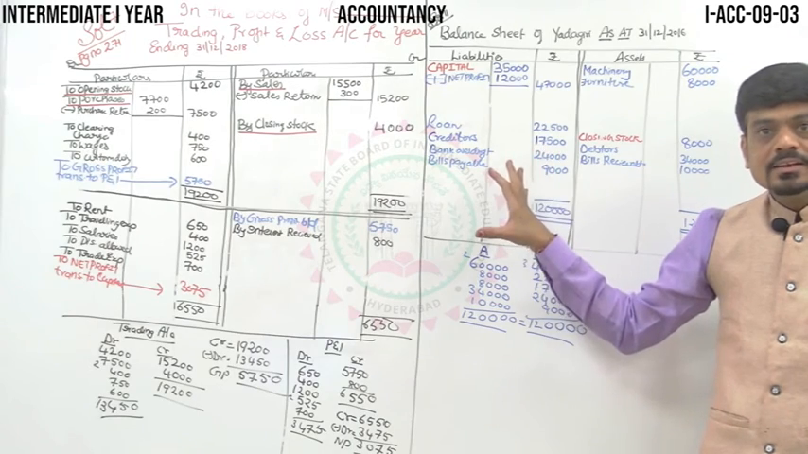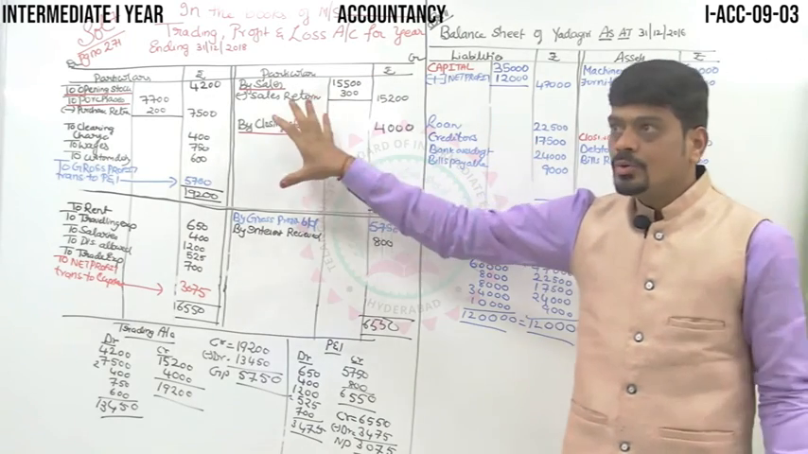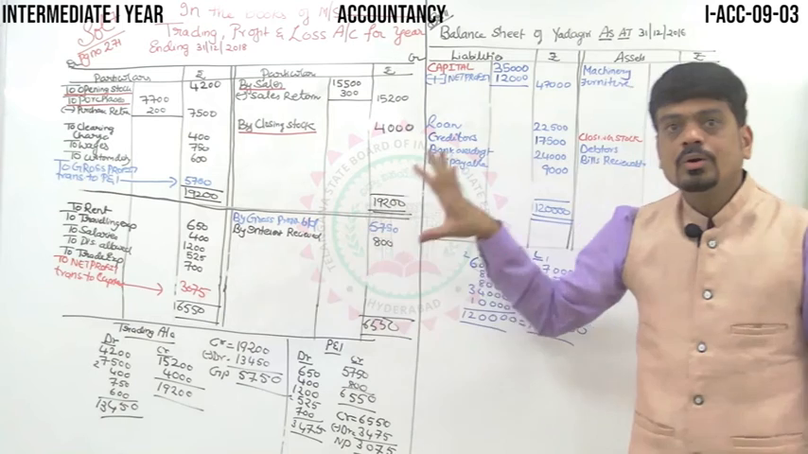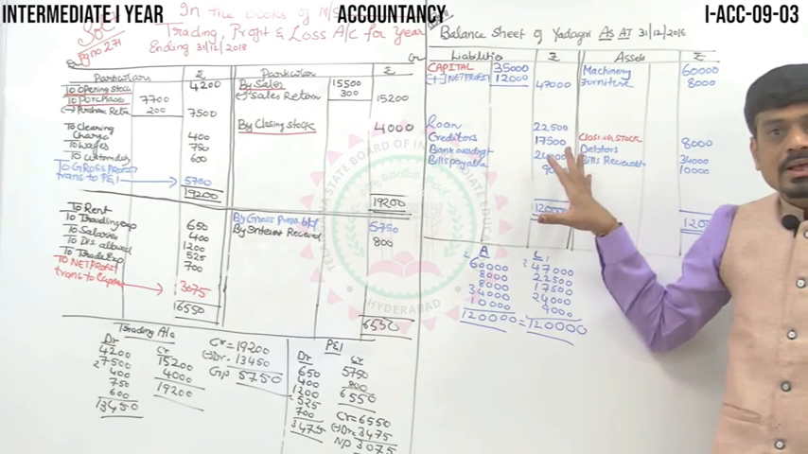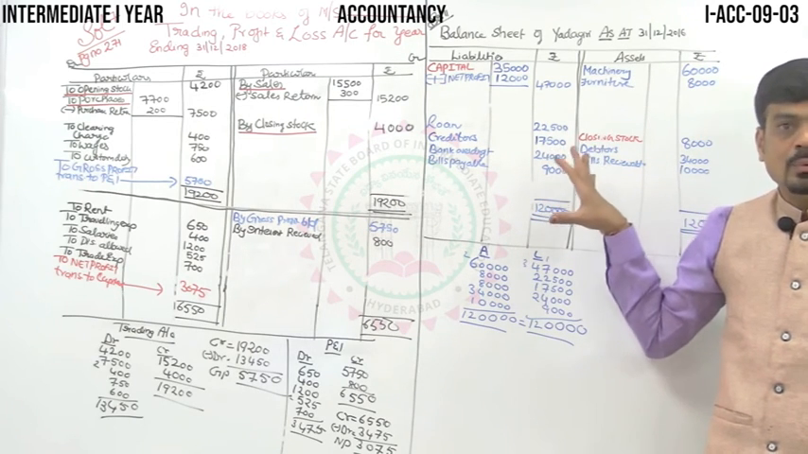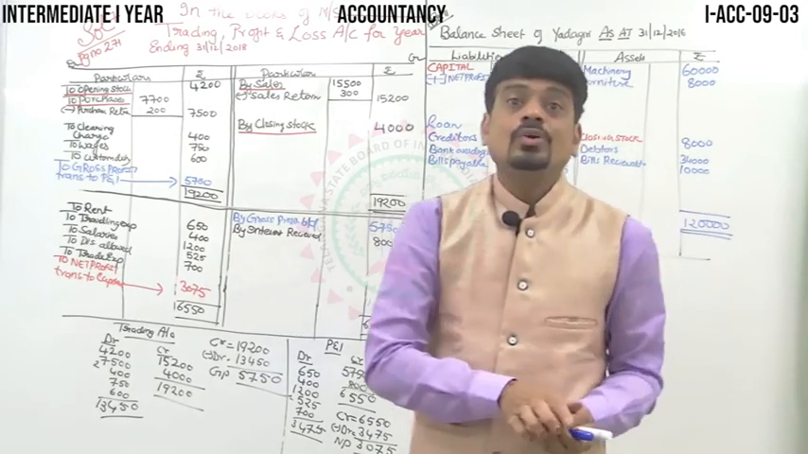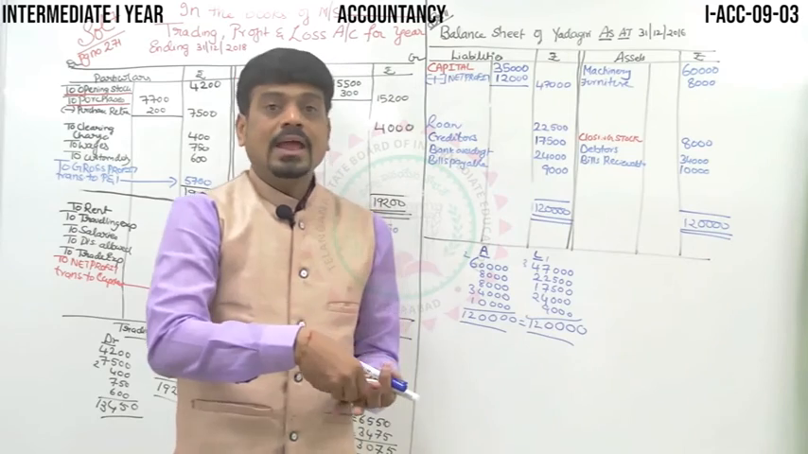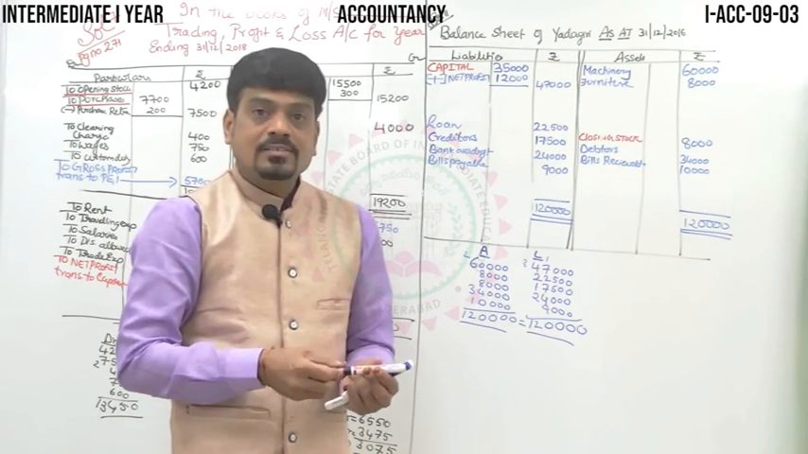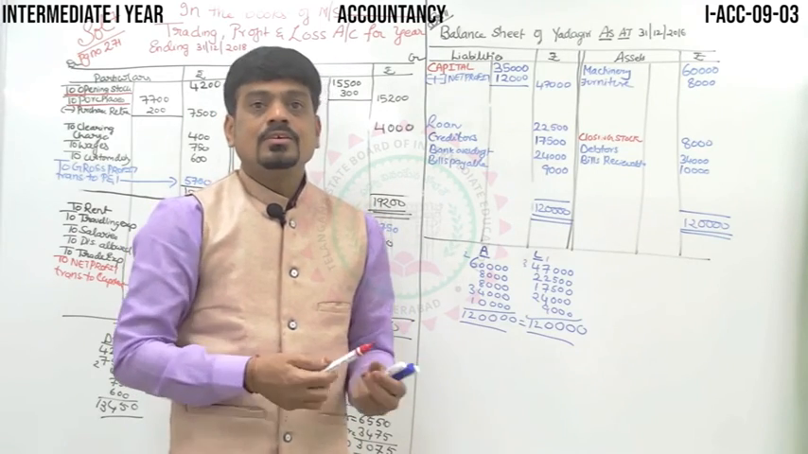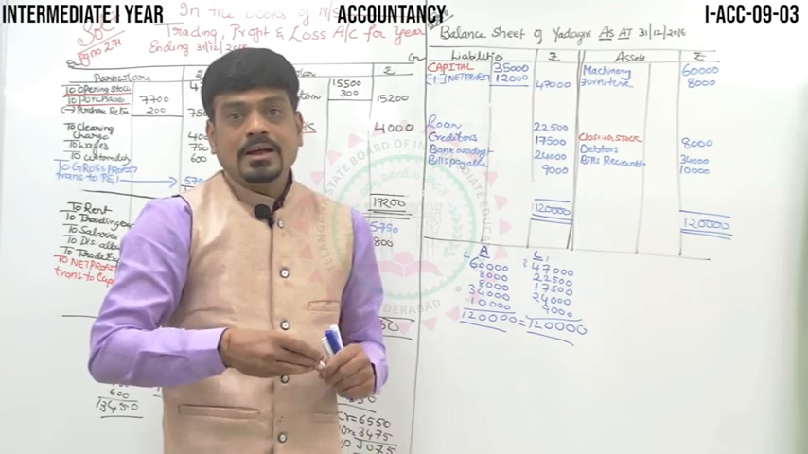Once again, trading account, profit and loss account, balance sheet. Dear students, this is a 20 marks question. Please keep in mind, it's not a joke. It is all about scoring and giving you 20 marks. Compulsory question. You are going to get a 20 marks question.